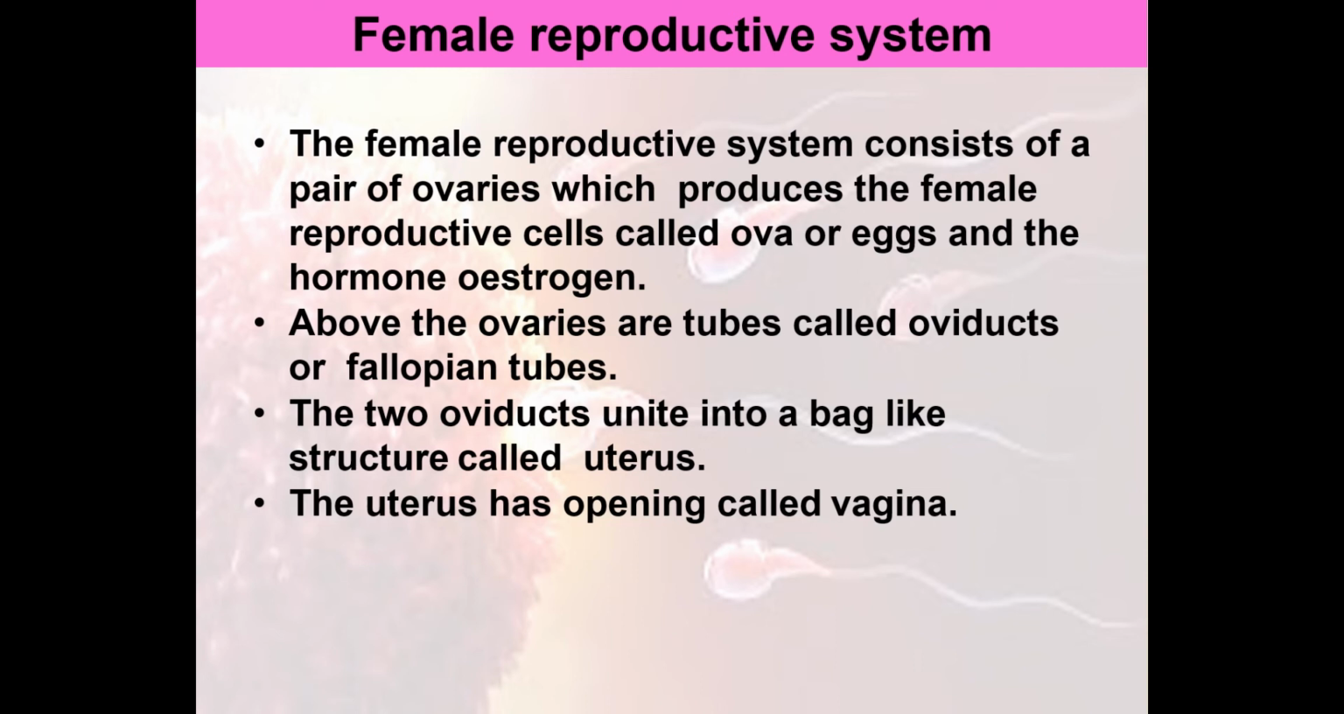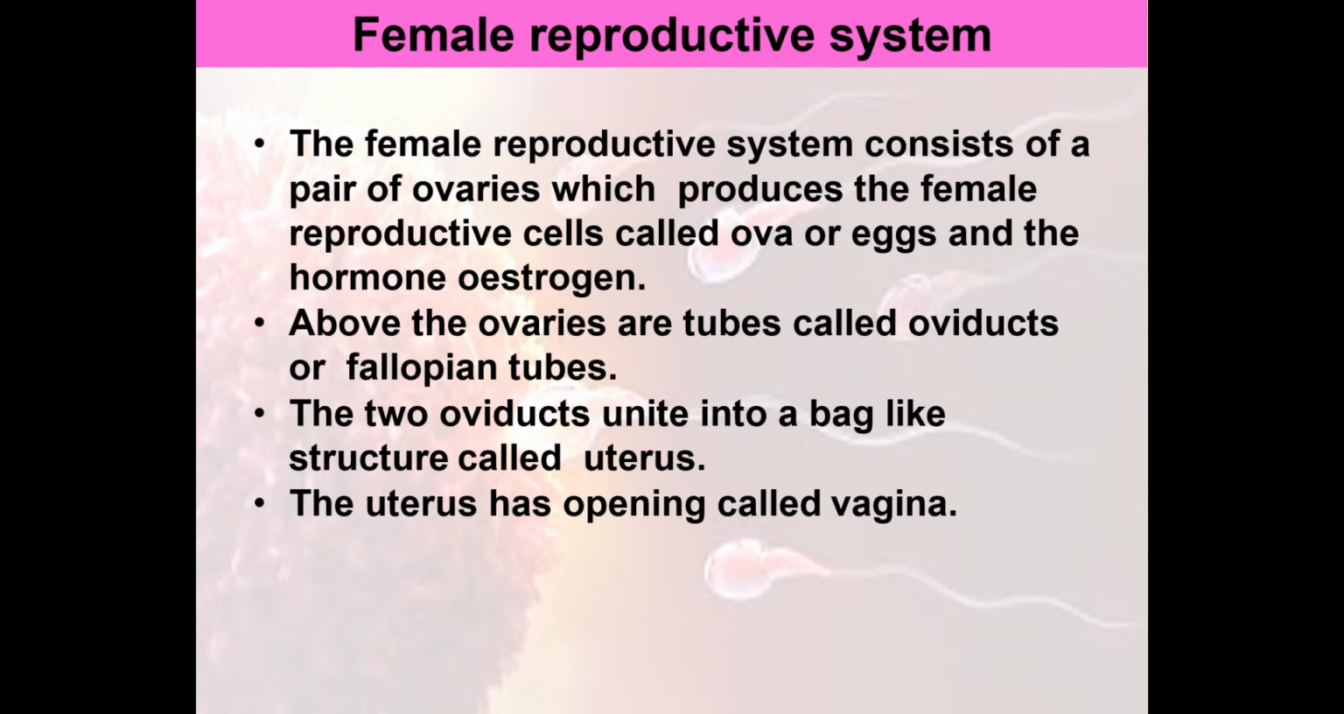From this ovary, there are the oviducts, which are not directly attached to the ovary. There is always a certain gap between the oviduct and the ovaries. These are called fallopian tubes. The oviducts open into a bag-like, highly muscular structure called the uterus. And the uterus has an opening called the vagina.